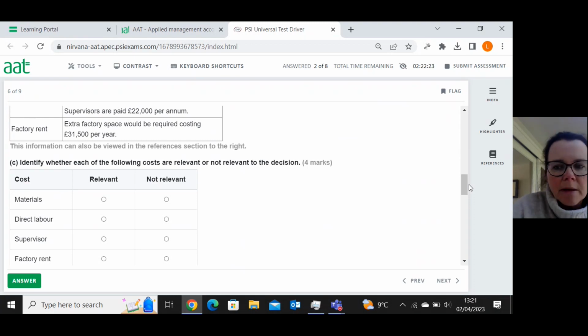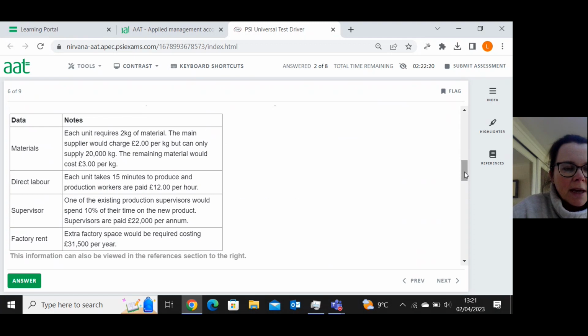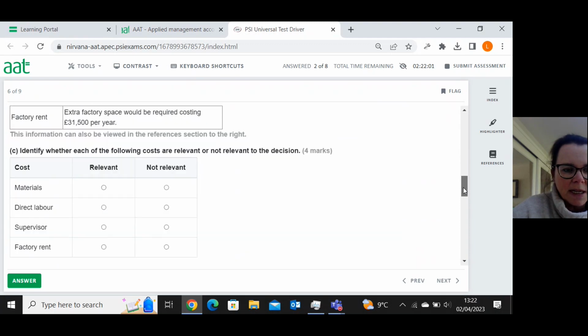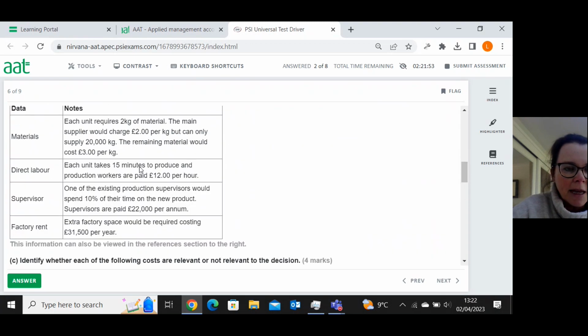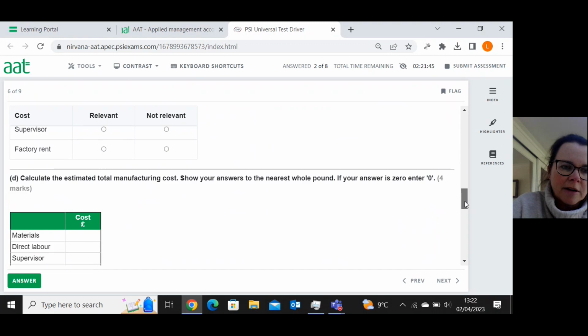Okay, so materials first of all. Each unit requires 2 kilograms of material. The main supplier would charge £2 per kilo, but can only supply 20,000. The remaining material would cost £3 per kilo. So the cost of the material is going to be relevant. It's an incremental cost. Direct labour. Each unit takes 15 minutes to produce. Production workers are paid £12 per hour. So that's going to be relevant.